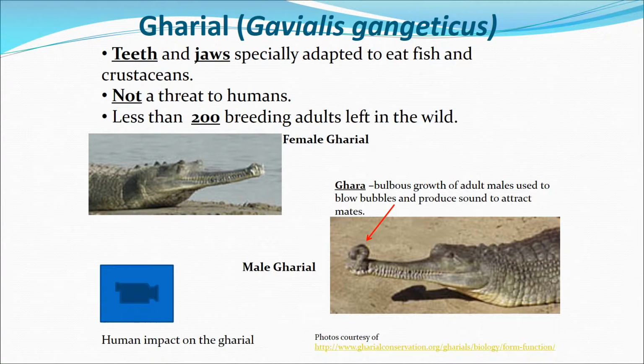So starting with the gavials, they have teeth and jaws specially adapted to eat fish and crustaceans. They are not a threat to humans, and there are less than 200 breeding adults left in the wild. You can see a female on the left, and then the males have this weird bulbous growth. They use it to blow bubbles and attract mates, kind of a weird thing, but I have a video clip on that as well when you have a chance.